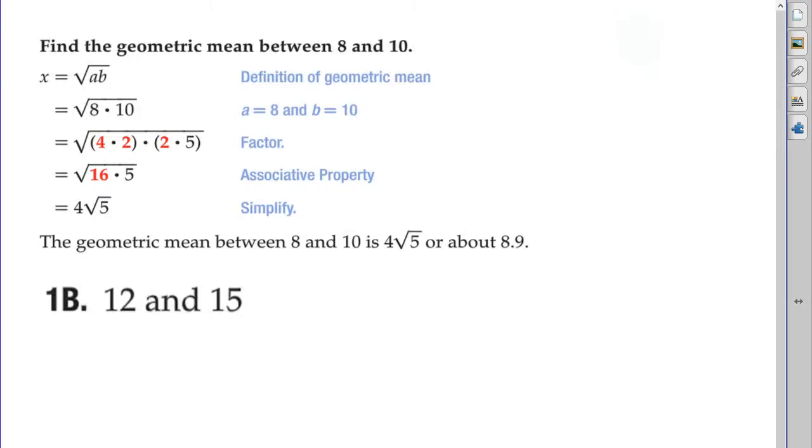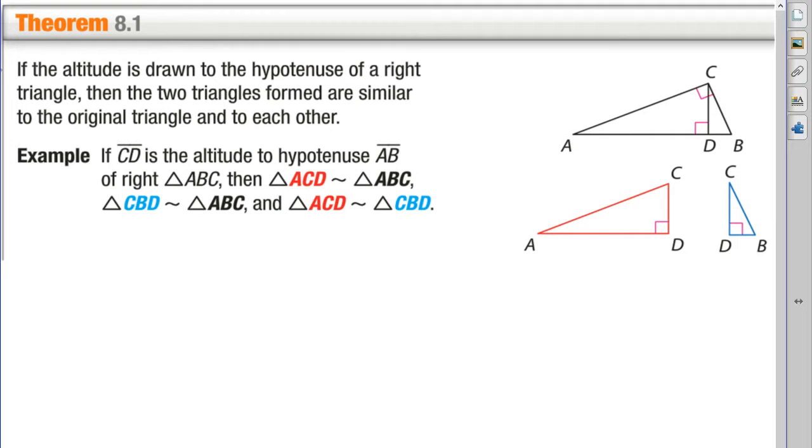So the next part about this is a triangle, okay, and specifically a right triangle. And it's the first theorem in the section, theorem 8.1. Basically what 8.1 says is if you take any right triangle and you draw in an altitude, but the key is you draw it in from the right angle to the hypotenuse. That's the key to this. What ends up happening is you get three similar triangles.